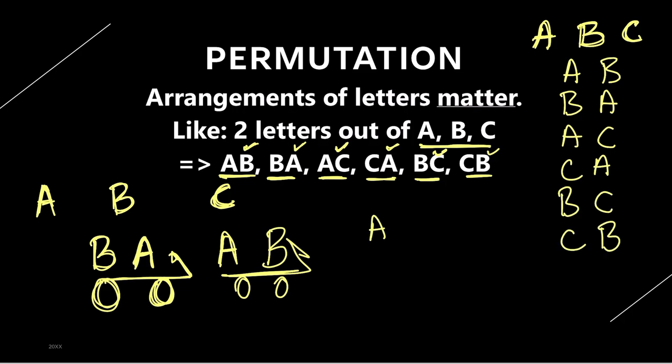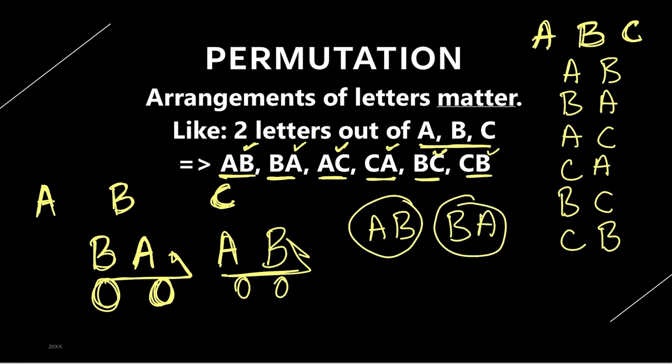Why are A, B and B, A counted differently? Because one of them is a driver and one of them is a pillion rider. So that is why A, B and B, A are not the same. Why? Because their arrangement matters. Why does arrangement matter? Because one is the driver and the other is the rider sitting at the back.